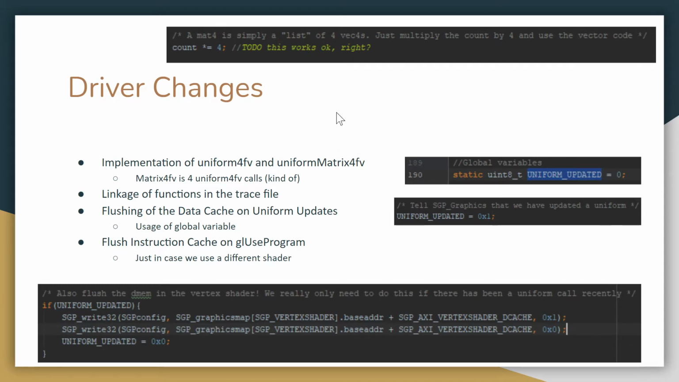So for driver changes, there isn't too much different from previous groups. Basically, one of the interesting things we did was we treated matrix 4 as 4 uniform vector calls.